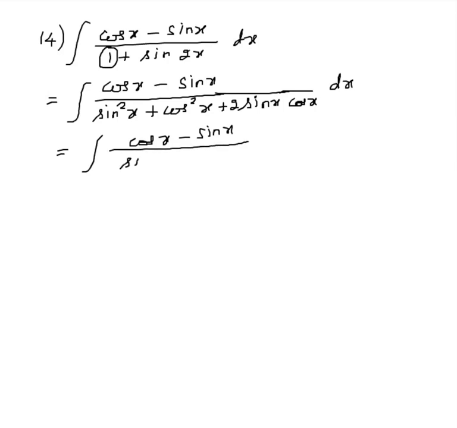sin x plus cos x the whole square, because it is of the form a square plus b square plus 2ab, which can be written as a plus b the whole square.